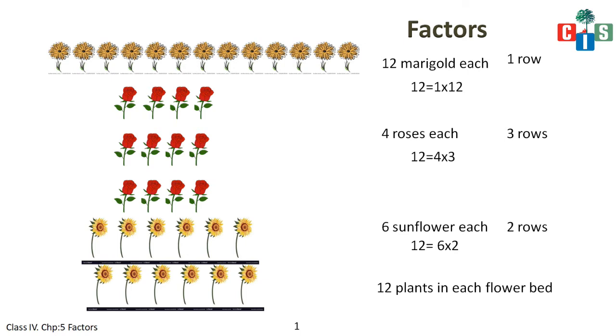Factors: you can say that when two numbers are multiplied together to get a number, they are called factors of that number. So you saw that 12 can be written as 1 times 12, and it can be written as 4 times 3, and it can be written as 6 times 2.